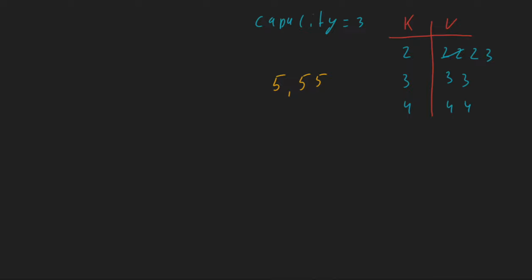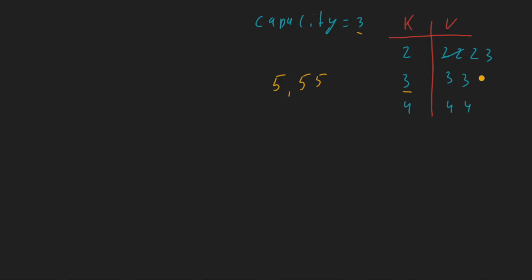So what does that mean? It means that we need to remove this 3, right? Because we added 2 first, then 3, then 4. Now we use the 2 one more time, so the least recently used key is 3. So we need to remove this 3 before adding our 55, because our capacity is equal to 3. So how can we track it?